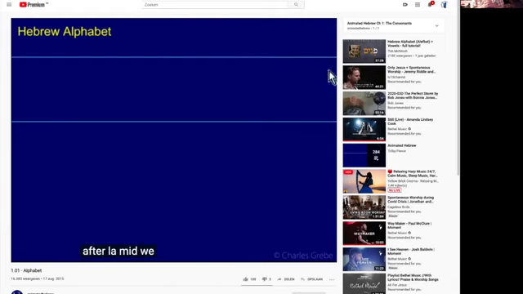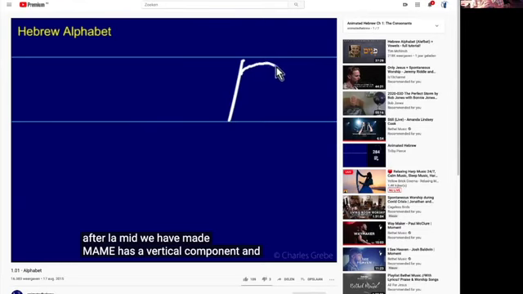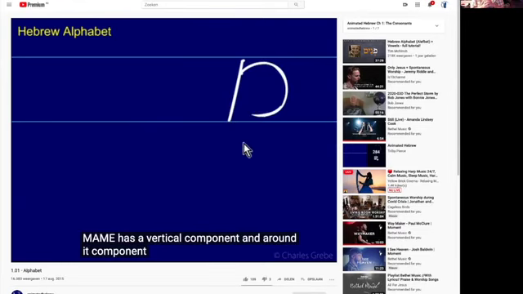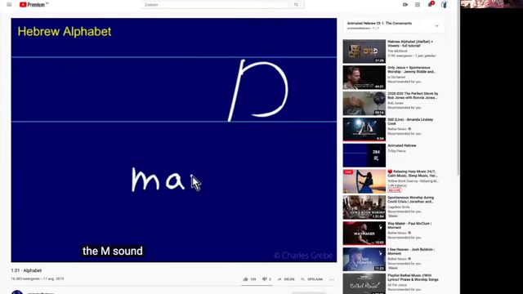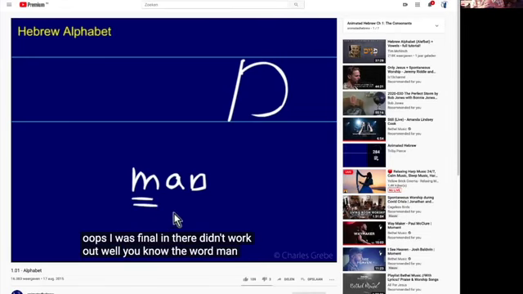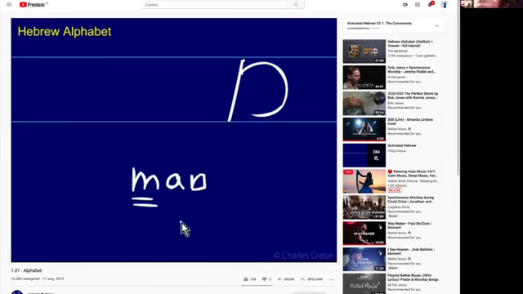After Lamed, we have Mem. Mem has a vertical component and a rounded component. So Mem, and Mem is the M sound, as in man. Oops, my final N there didn't work out. Well, you know the word. Man. Mem is man.